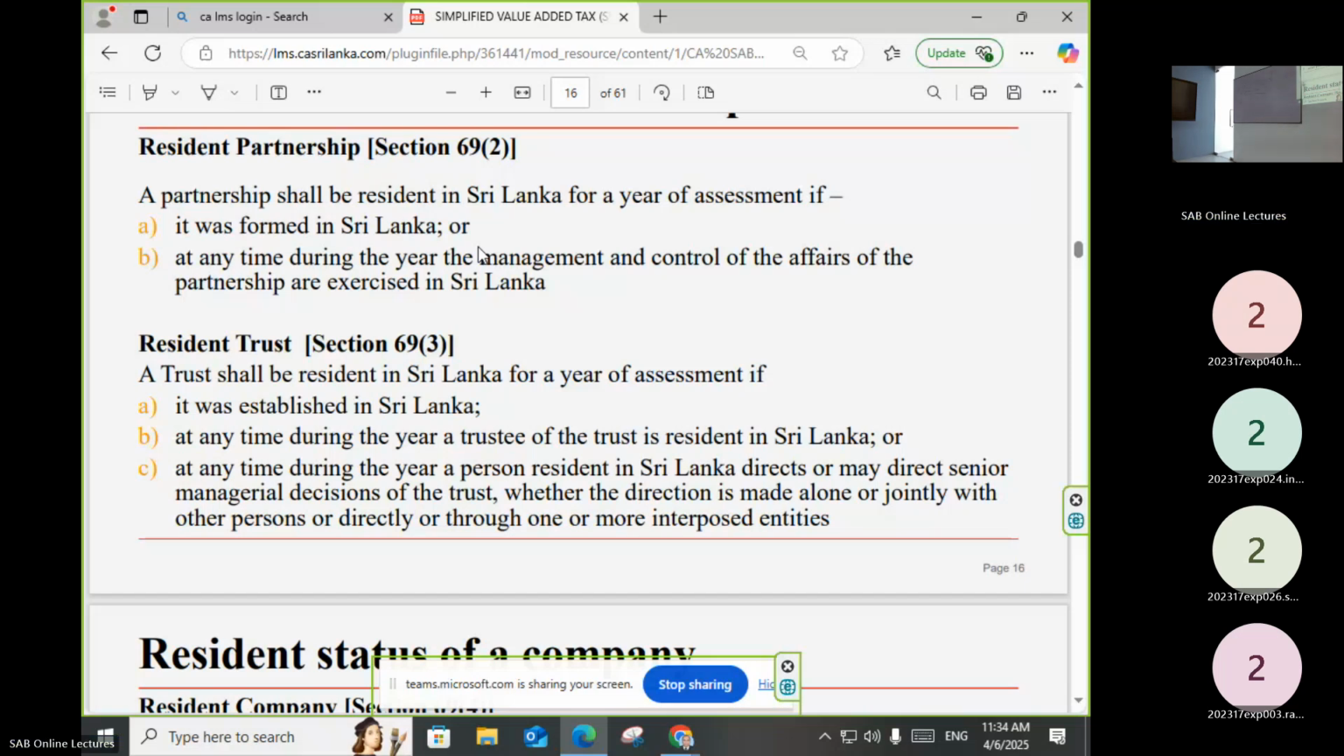In the case of a trust, a trust shall be resident in Sri Lanka for a year of assessment if it was established in Sri Lanka, or at any time during the year the trustees are resident in Sri Lanka. Then the trust shall be considered a resident trust. So basically, in a trust there are two parties.